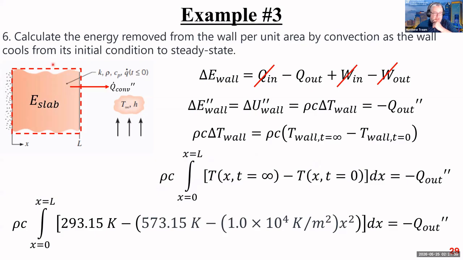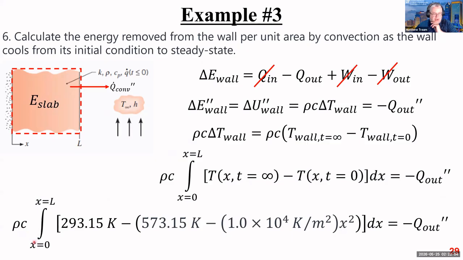So from this spot to this spot of the temperature field at time equals infinity, and then subtracting from that the temperature field at time equals 0. And if I do that integration, I'm going to end up with the actual energy that gets transferred out of the slab by convection, right? So that's this equivalence. Okay, so here I am actually doing it.